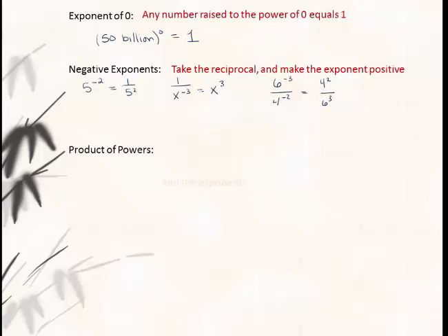And a product of powers, I add the exponents. So for example, x to the 6th times x to the 10th, that gives me x to the 16th.